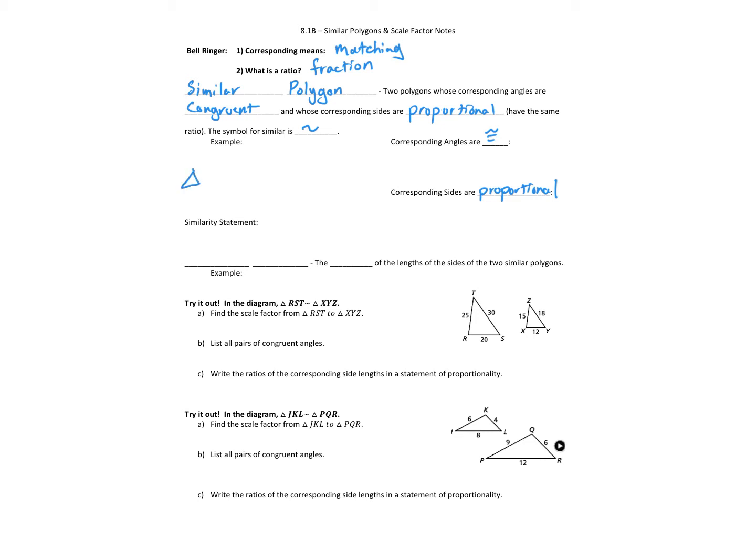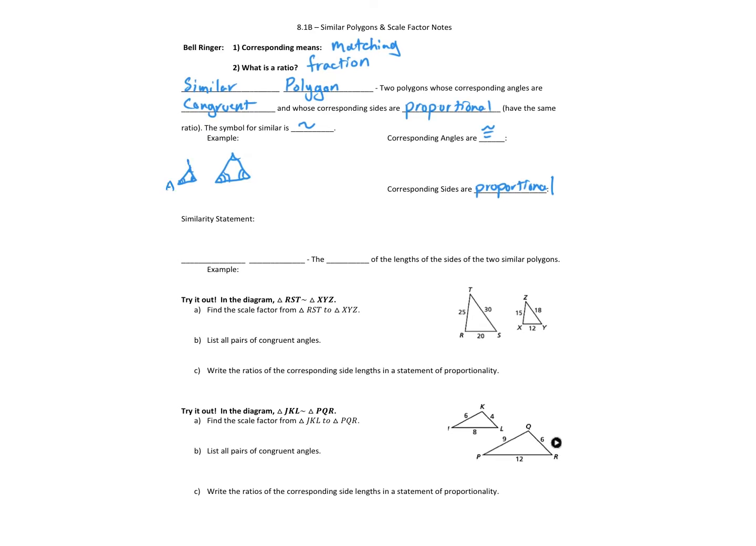If I had two triangles and they have the same angles, meaning these angles are the same, but notice the sides are different. These are considered similar. So this is ABC and this is XYZ. We can say that ABC is similar to XYZ. I'll say that in a similarity statement. So triangle ABC is similar to triangle XYZ.